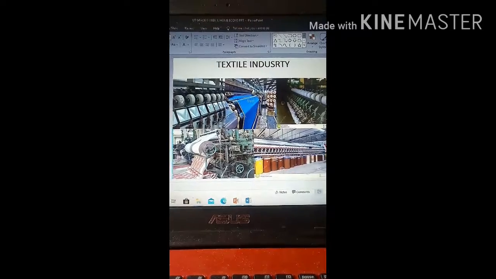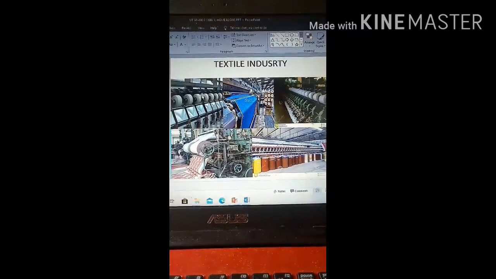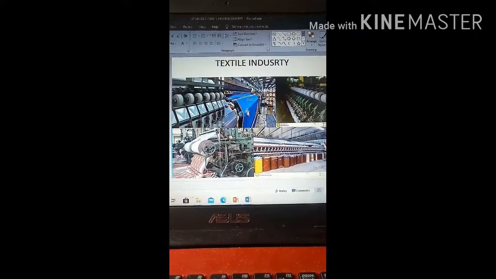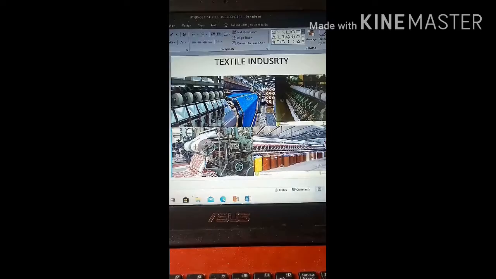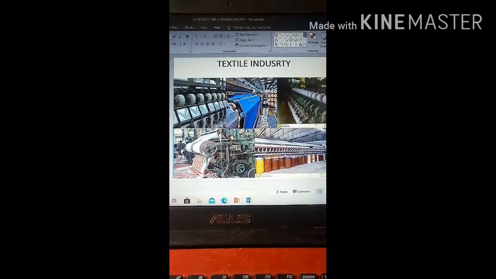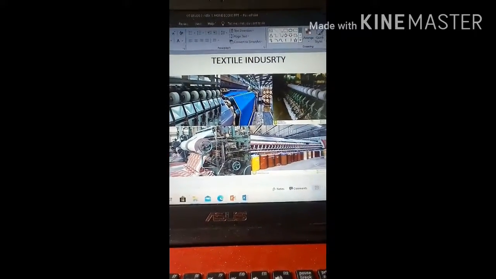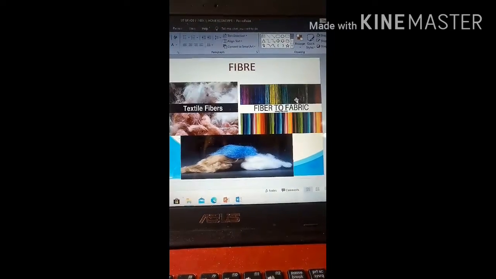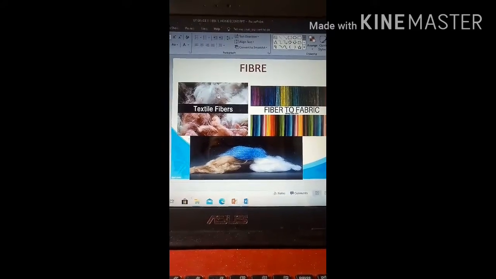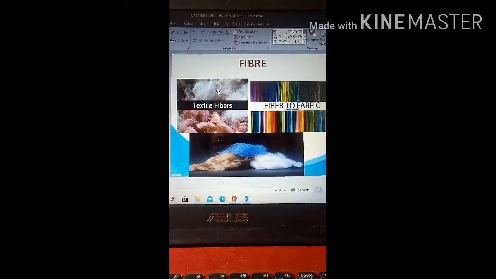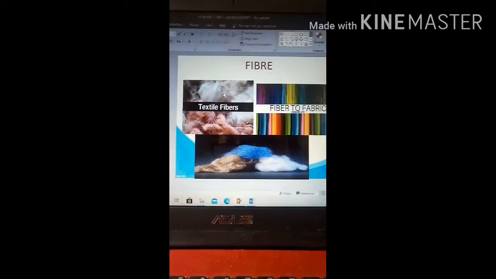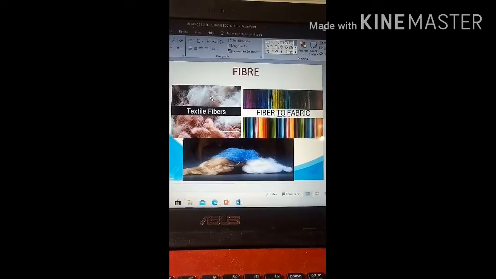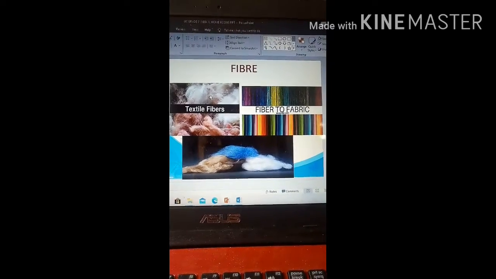This thing here, that is the yarn. That's yarn. So this is how fabric is being made. This is an example of yarn. This is the textile industry where fabrics are being made. Then this is the fiber. Fiber is like a raw material. It's raw. So it's from the fiber that we produce fabrics. Very soon we'll go to how fabrics are made.